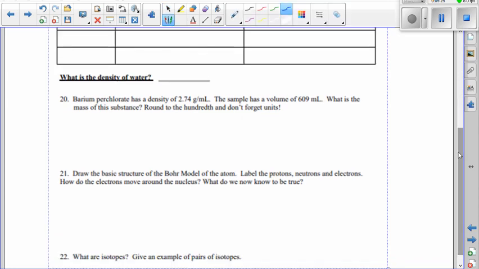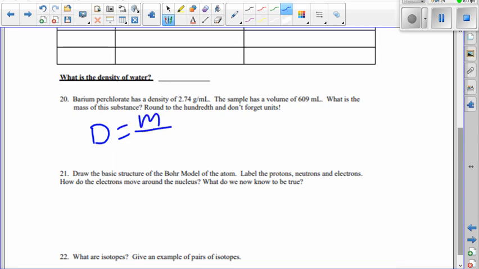All right, so this is one of the density calculations. If we remember, I'm just going to start this one out for you. Density equals mass over volume. In this particular problem, we're told the density is 2.74. The mass we don't know, and the volume is 609 milliliters. So we want to get m by itself. What can we do to both sides to get m by itself?